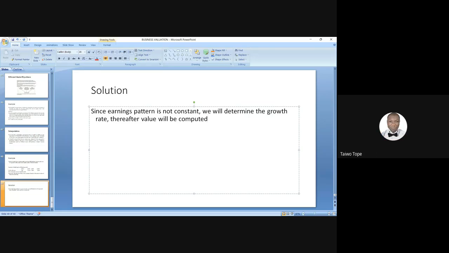So now we compute using E0, the bracket of 1 minus what? G, and divide that by what? We divide that by what?